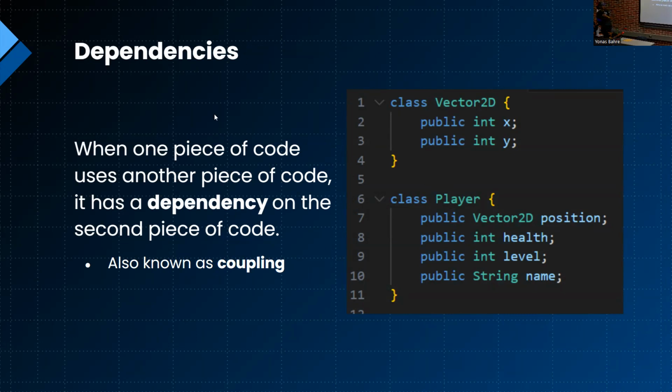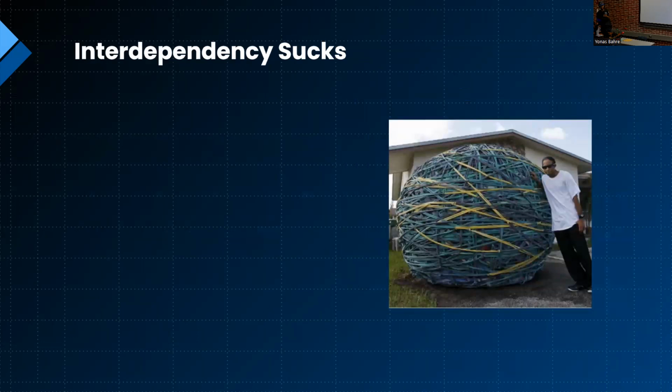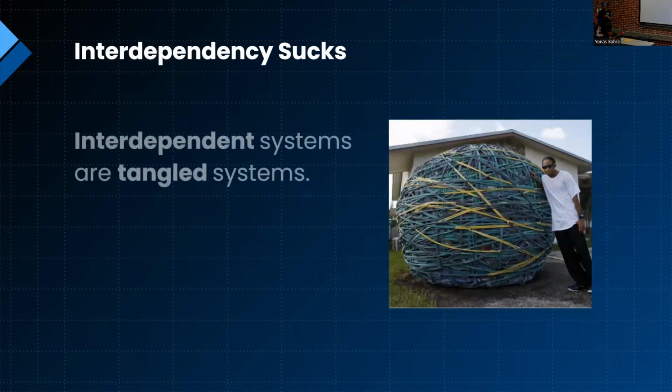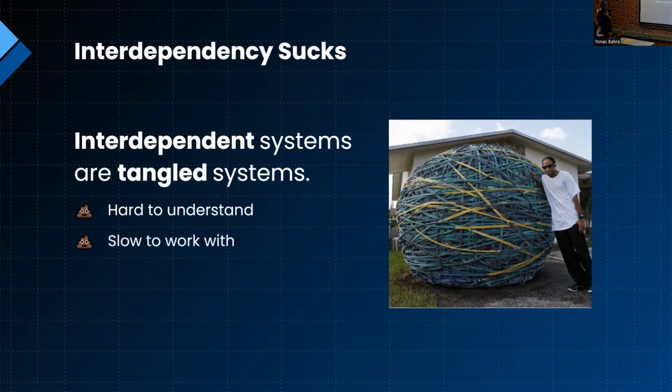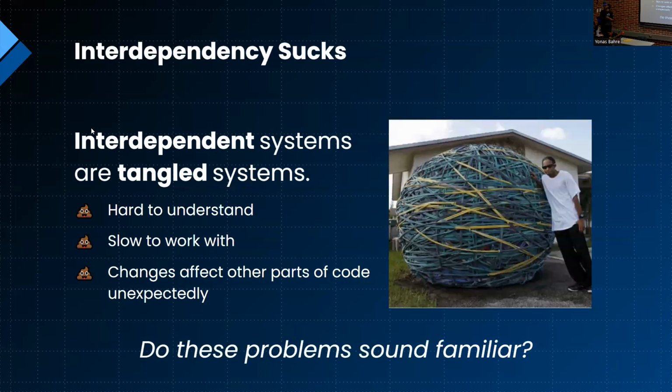So we have to be very careful thinking about dependencies. And the last thing we really want is a big ball of mud, right? When things get tangled in your systems, they become harder to understand. They become slower to work with because you have to jump from place to place to place to see what's going on. And certain changes you make can affect other parts of your code unexpectedly. Now, this sounds a lot like the problems that we were talking about earlier, doesn't it? Where we talk about unnecessarily complex code bases where things are harder to find and work with.